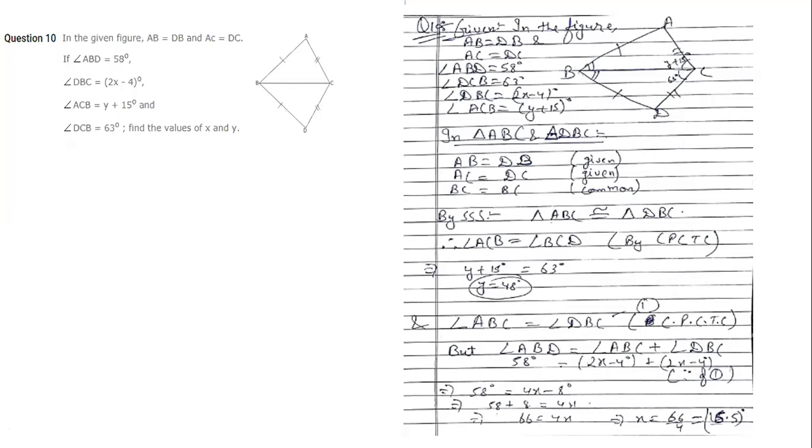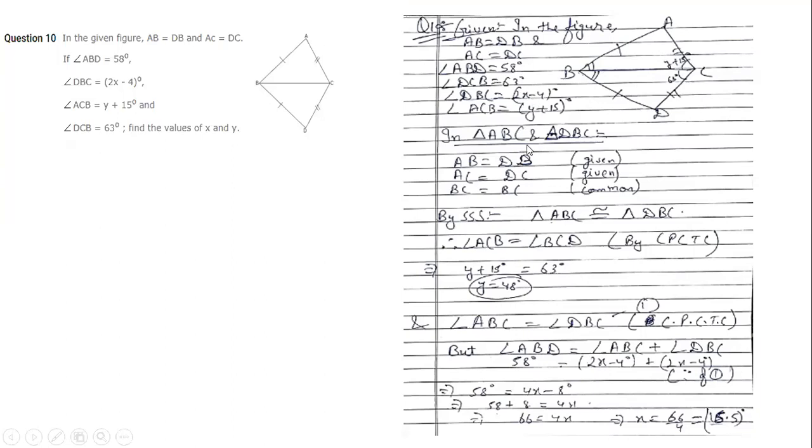So your first step should be to write all the given things. Draw the figure, write all the given things. See, this is the figure in which AB is equal to BD and AC is equal to CD. These are the given things.